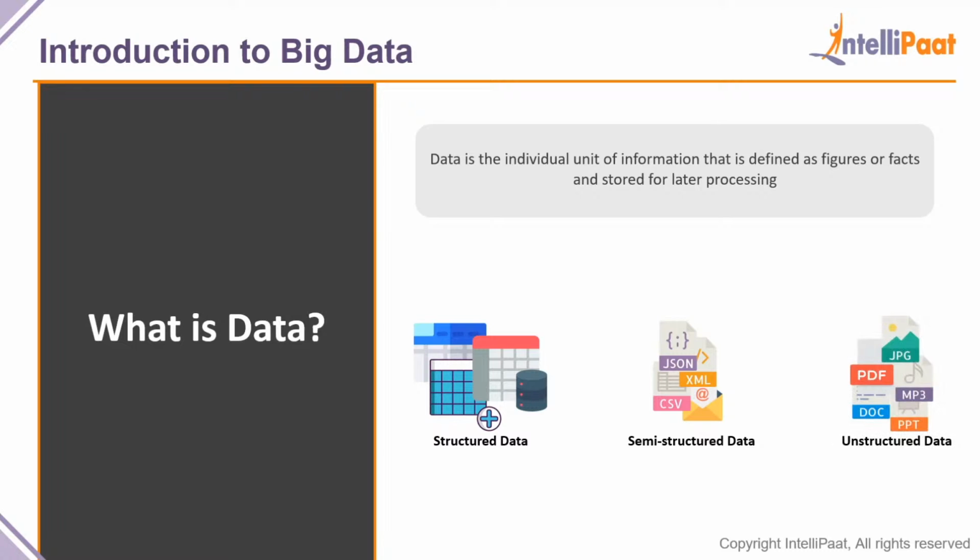And finally, we have unstructured data. Now, this is completely random in nature. As you can see, the examples that we can see are JPG, PDF, MP3. So if you were to convert these data files into text files and see the contents of those text files, you will see completely random order of information. It would make absolutely no sense, right? So that is what unstructured data is.